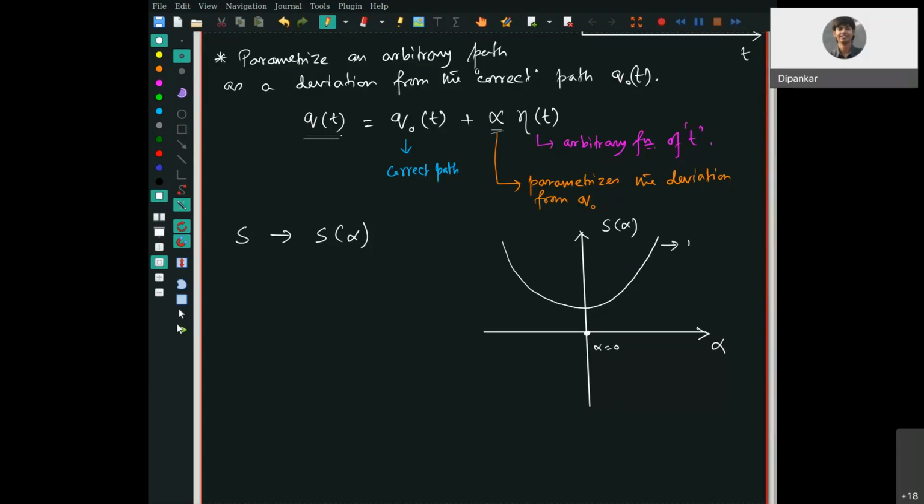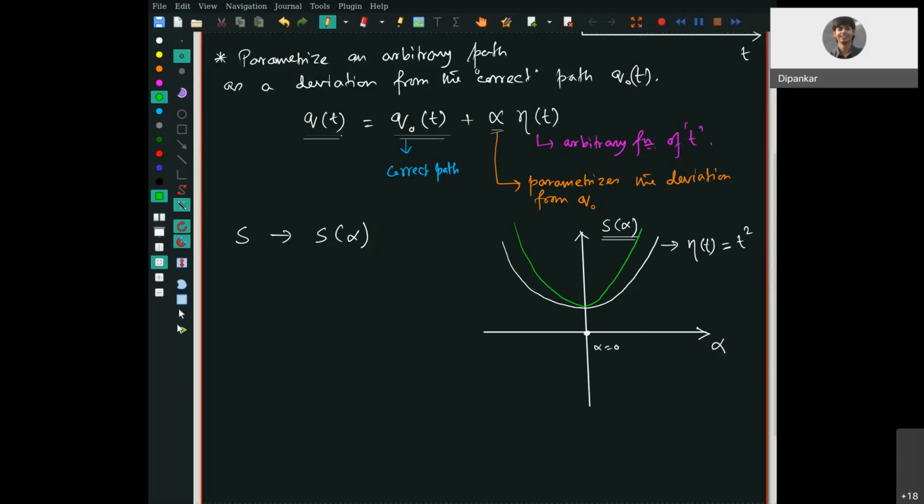Here I have chosen a particular value of eta(t). Of course, this plot will depend on what value of eta(t) you choose. Suppose here you choose eta(t) equals t squared. Now you might ask, what happens if I choose a different eta(t)? Suppose I choose eta(t) equals t cubed. That's fine. You will have a different structure of S(alpha), but the truth remains that at alpha equals 0, you are led to q0(t). So at alpha equals 0, you will always have the extremum of S. If you choose eta(t) equals t cubed, you will have a different curve, let's say like this.